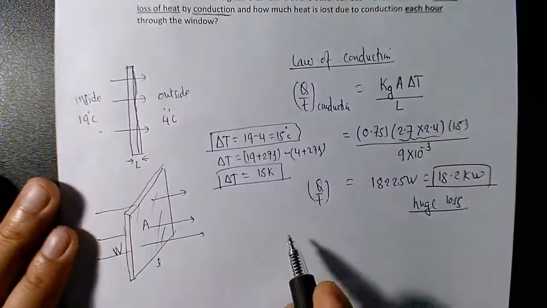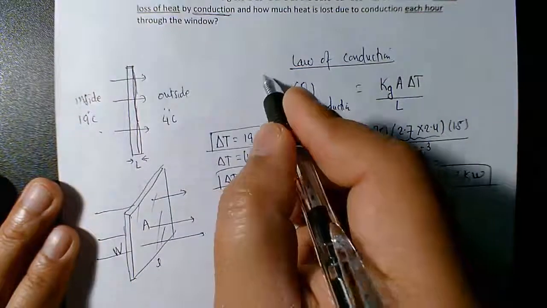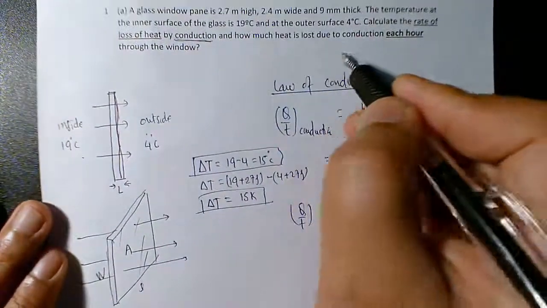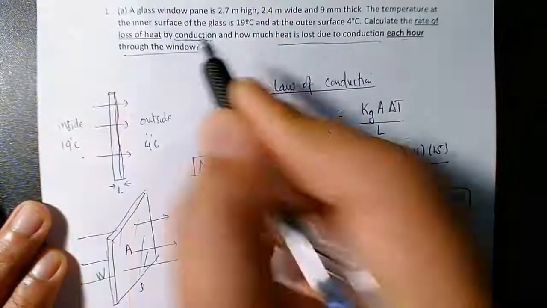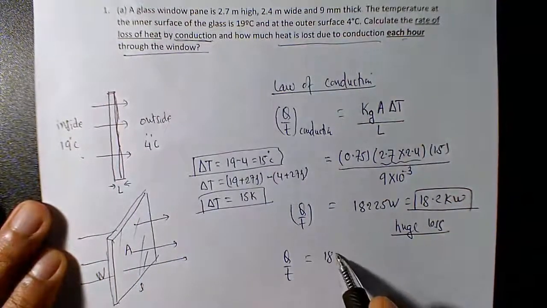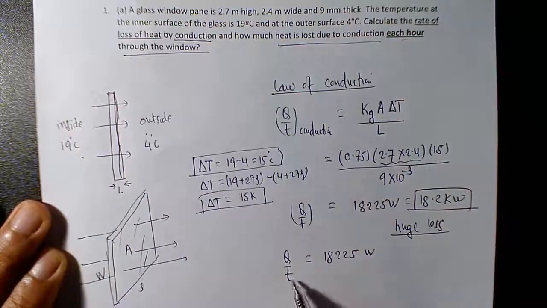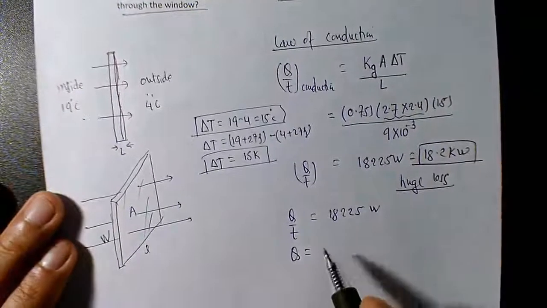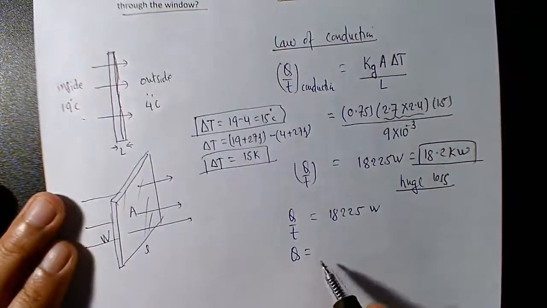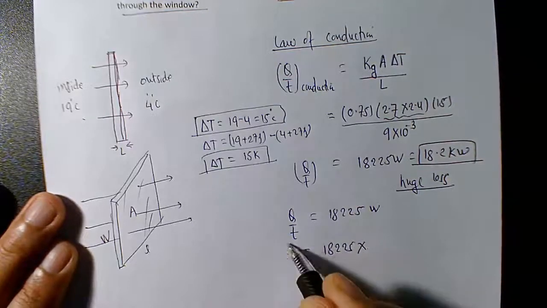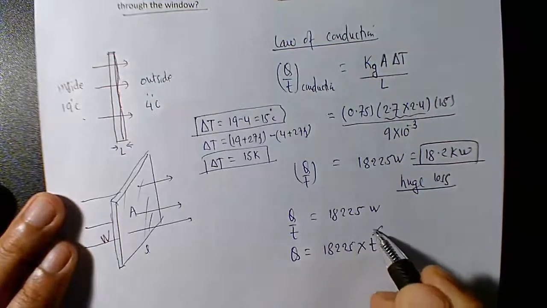The second part of this problem is, this is the first part, right? The second part is how much heat will be lost due to conduction in each hour. You already know Q over T, which is 18,225 watts. The second part is asking how much heat will be lost, which is Q, in 1 hour. So it will be 18,225 times T, and T is 1 hour, right?